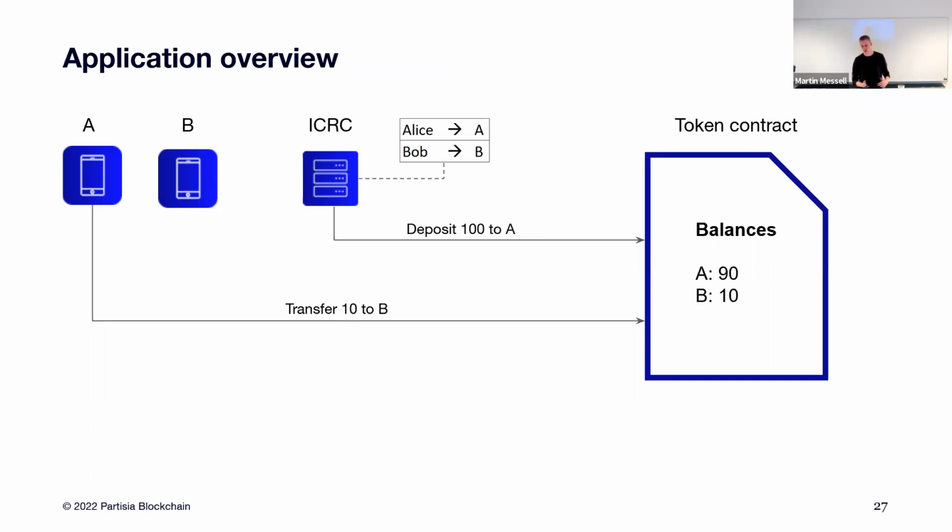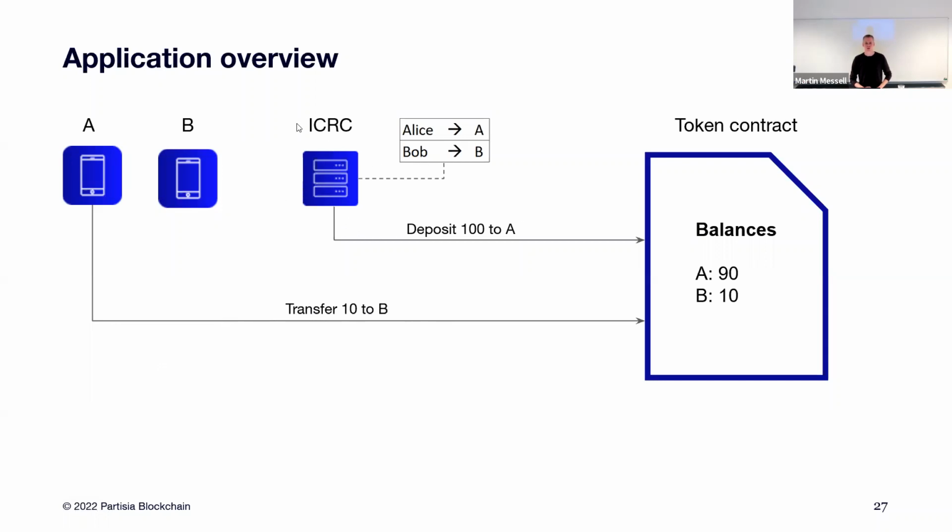So a step in that direction is to pseudonymize everything. Instead of having Alice and Bob's names on the contract, we could have pseudonyms. So from an outside perspective, when A transfers, it transfers 10 to B. No one knows who A is and who B is. They just know that tokens have been transferred.